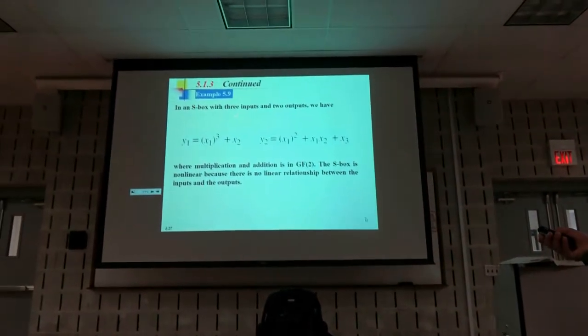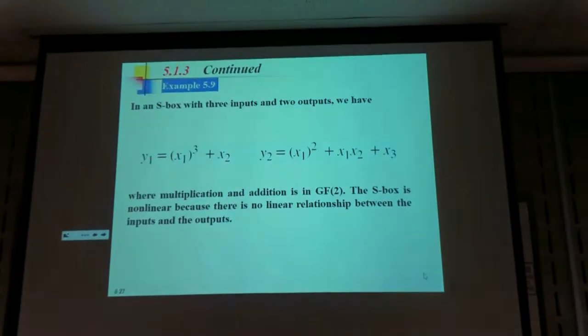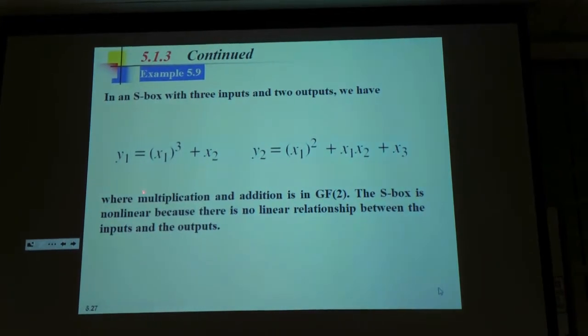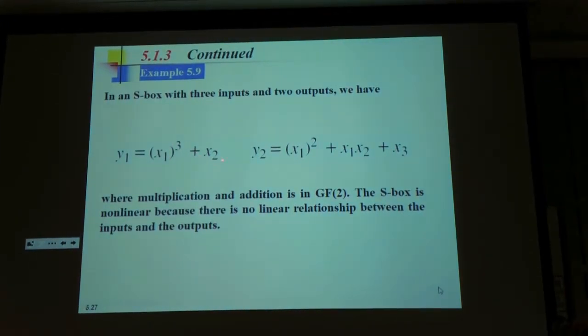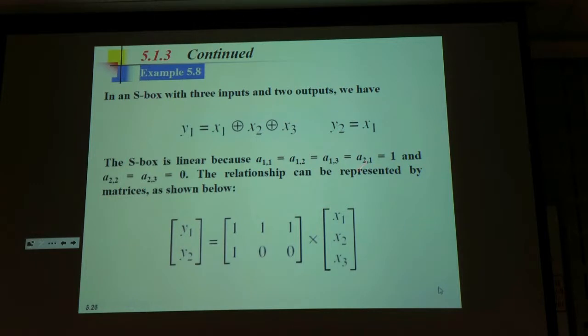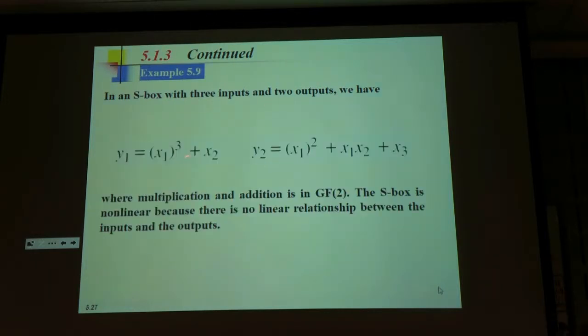Look at this S box with 3 inputs and 2 outputs. So Y1 equals what? X1 to the power of 3 plus X2. Y2 equals X1 to the power of 2 plus X1 X2. So what's the difference between this and this? This is not linear. It's a non-linear operation, right? So in here we have multiplication and addition. Okay.